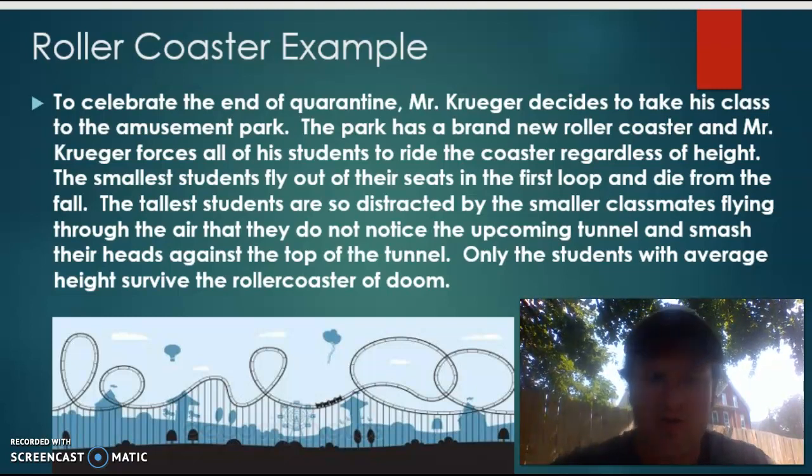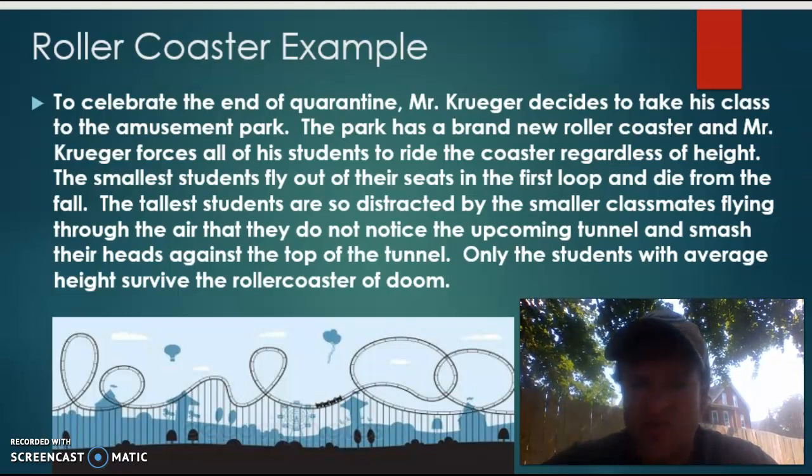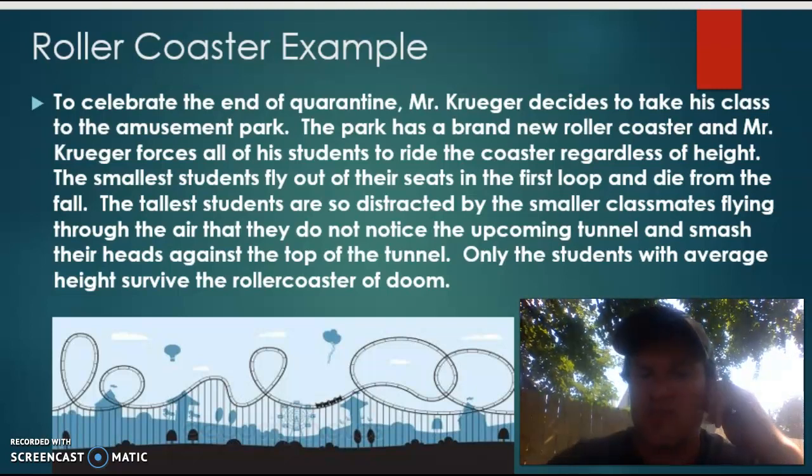So we load onto this roller coaster, and we're getting up to the first loop, and the smallest students go flying out of their seats because they're too small to harness and hit the ground and don't survive. Now, the taller students are so distracted by their smaller classmates flying through the air they do not notice the upcoming tunnel and smash their heads against the top of the tunnel. Only the average height students can survive this roller coaster of doom.